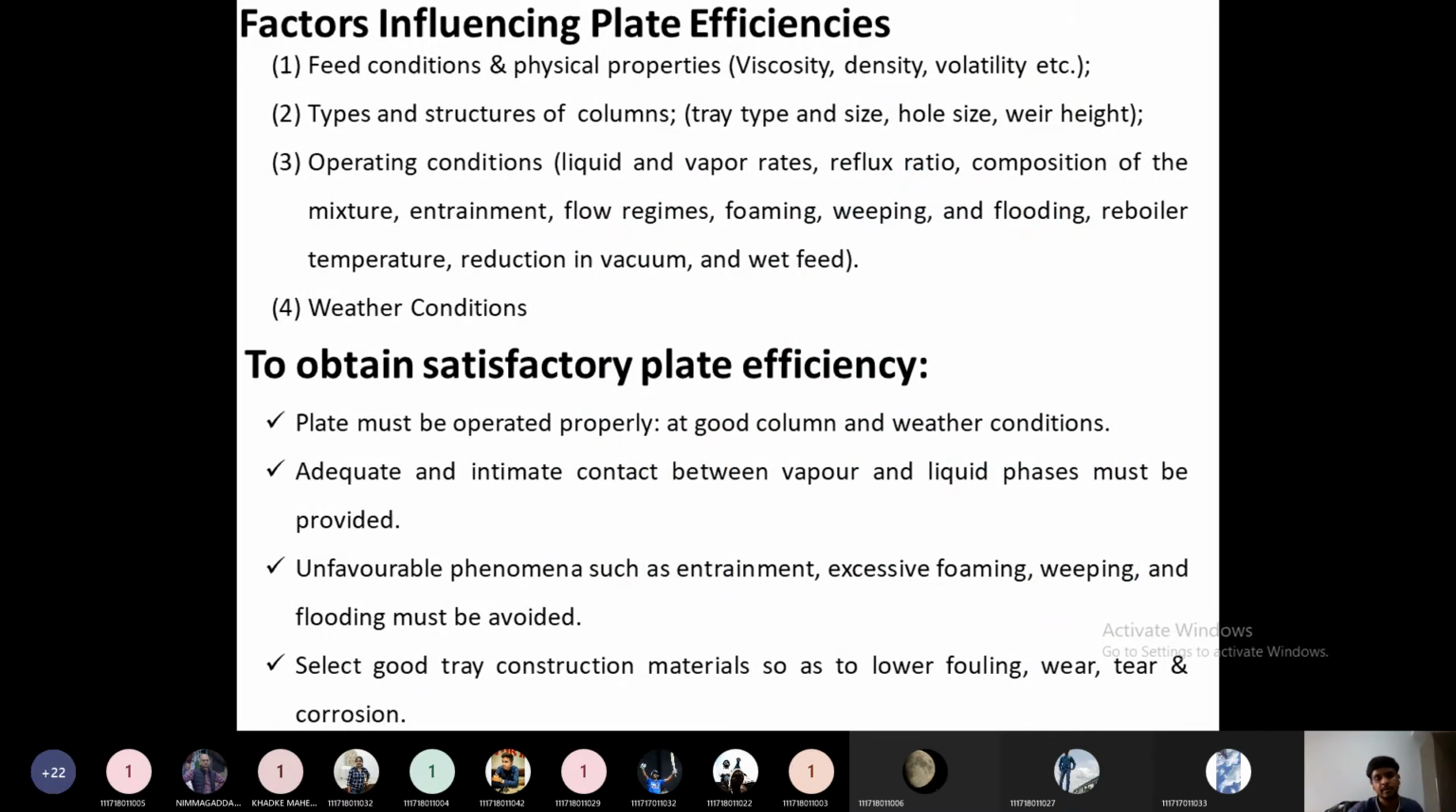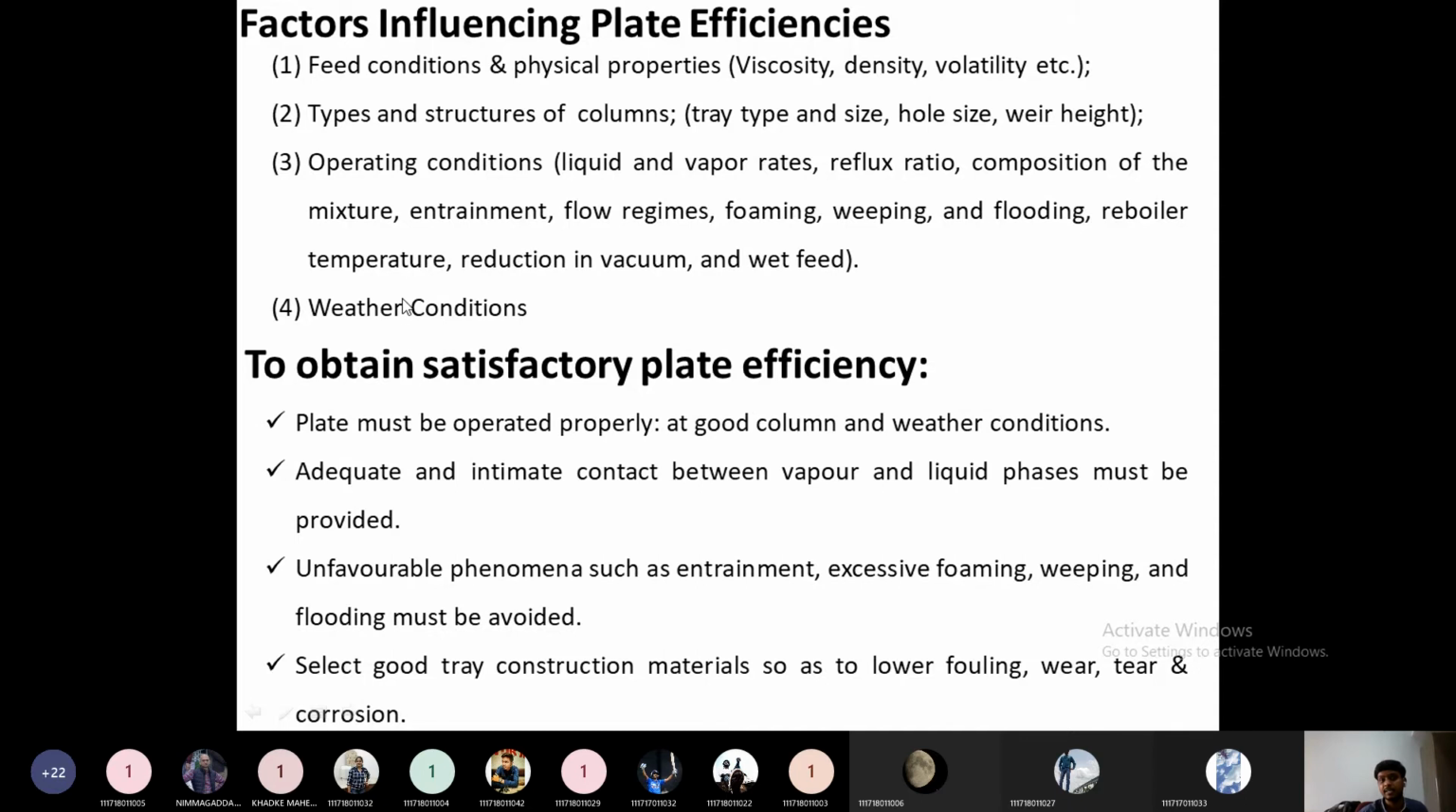What are the factors which are affecting our plate efficiencies? What do we have to do to increase the plate efficiency, to have a satisfactory plate efficiency? If you want a satisfactory plate efficiency, you have to properly operate your trays, properly operate your column. So the column parameters are also important.